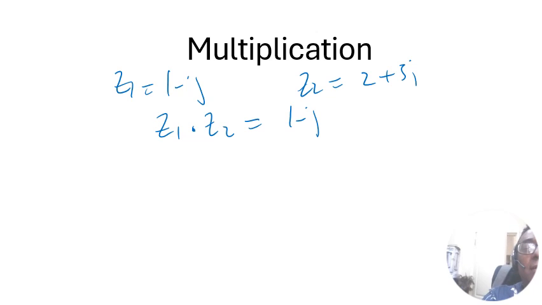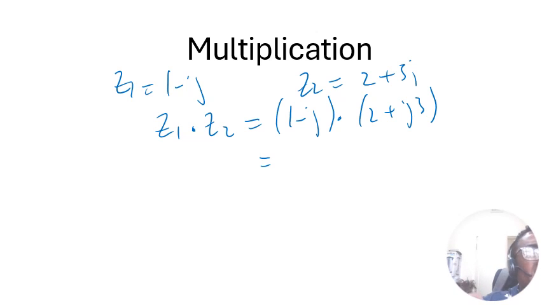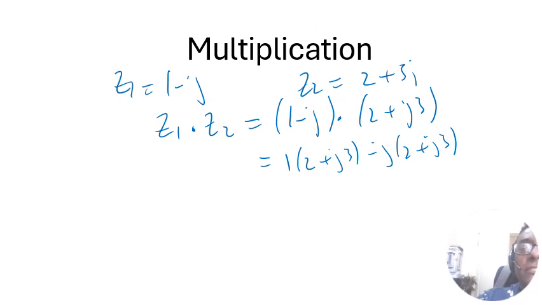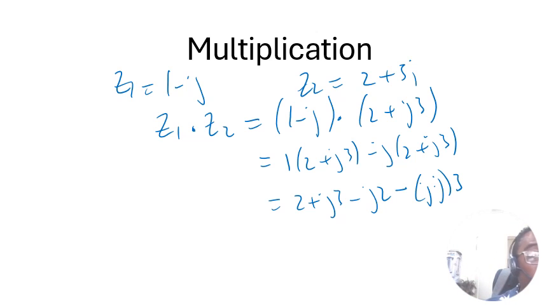1 minus j, in brackets, times 2 plus 3j. And if you want to be really careful, you don't have to do it this way, but if you want to avoid mistakes and silly errors, do it like this. It's nothing more than just pure distribution. If I multiply 1 into that, I'll just get 2 plus j3, and here you're going to be very careful. Minus, so that it becomes minus j times 2. But watch, there's that minus sign. Then it's j times j, and there's the 3. Please watch that last one.